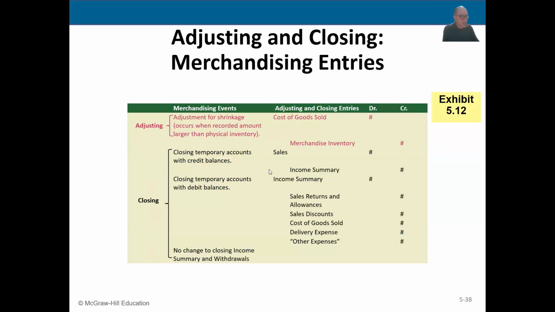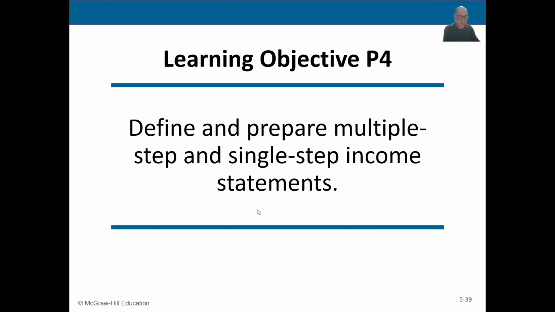Just quick reference, makes it easy for you, especially if you're taking a quiz, for example, and you're like, oh, what's the journal entry for that? It's right there for you. Right on those 2 slides.